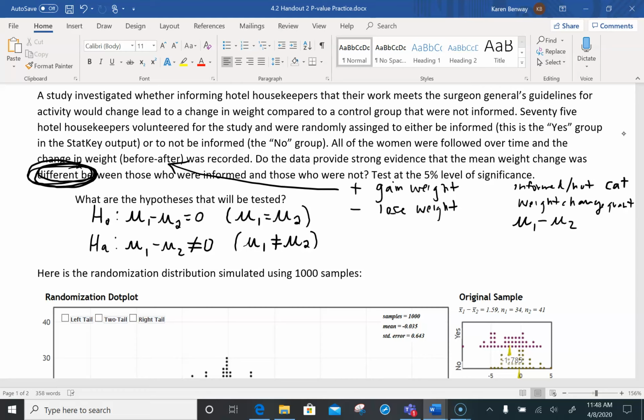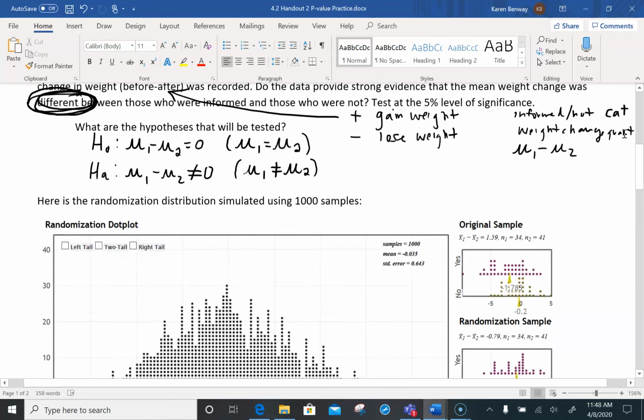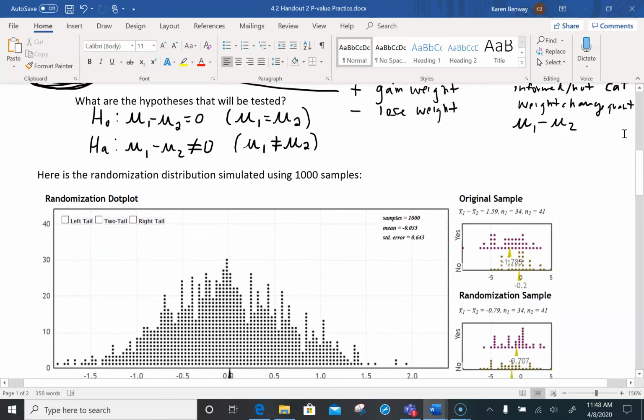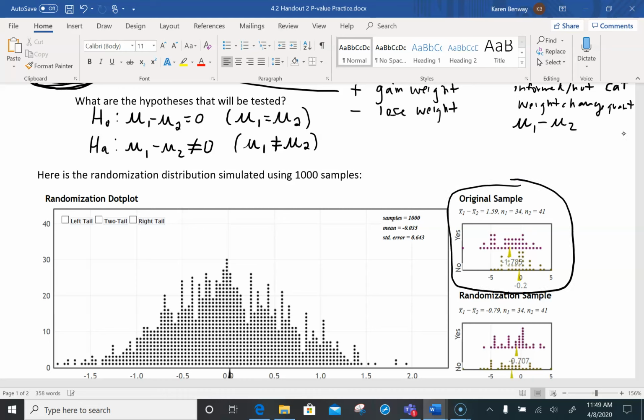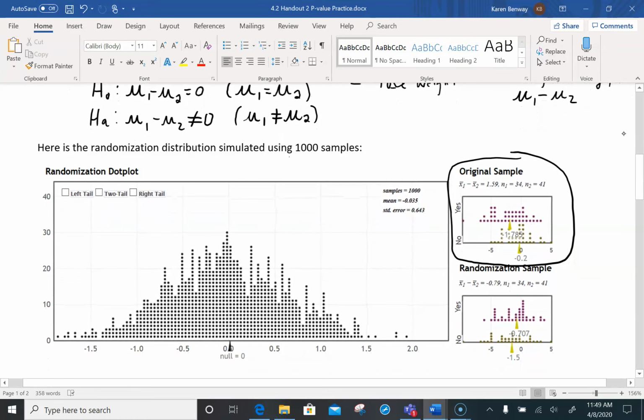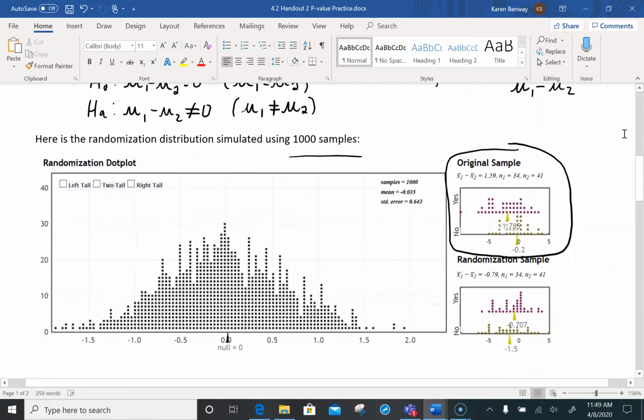Okay, so now we have our randomization distribution that's been given to us. Now in StatKey, of course, I'd need to go into the randomization test for a difference in means. I'd put in my data in my original sample, which we can see is here, and then generate 1,000 samples were generated.